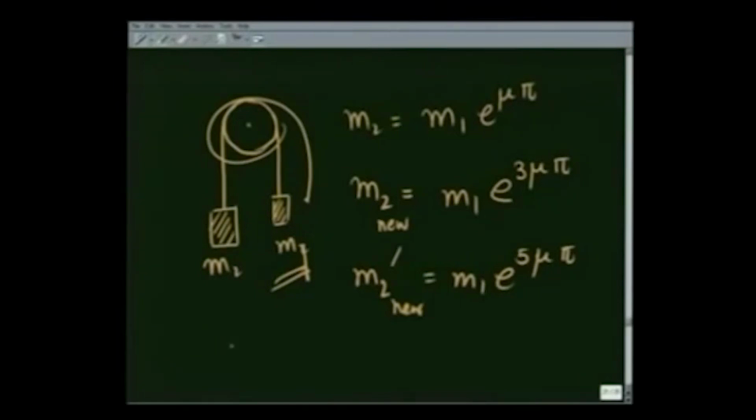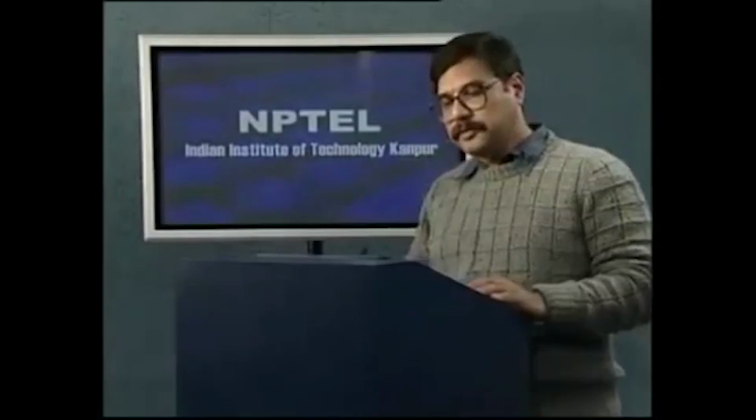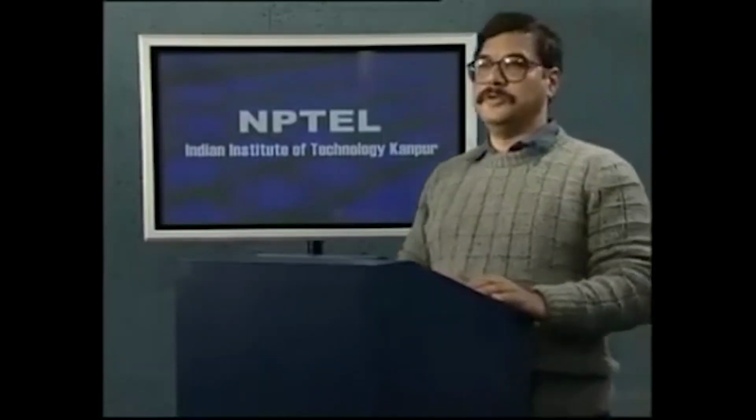You should see that m2 double prime divided by m2 prime is equal to e raised to 2 mu pi, and that is also equal to m2 prime over m2. This ratio would remain the same as you keep wrapping the string around more and more and more. Let us now solve a few problems involving friction.